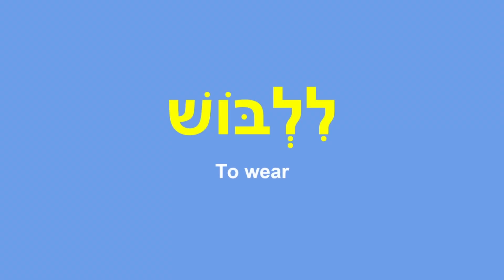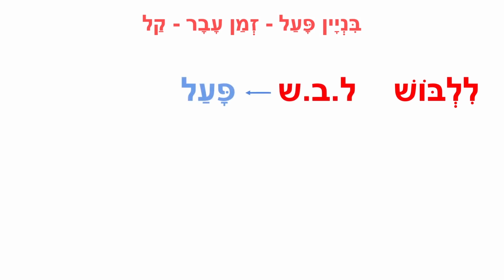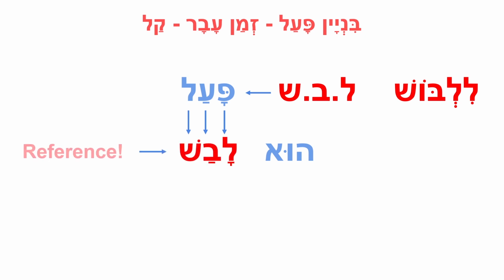Lilbosh, to wear. Lilbosh contains the root letters lamed, bet, shin. The binyan is pa'al. We will do the same. We will apply the root letters into the name of the binyan and find the reference point in the form of the conjugation for third person singular masculine. And also we will need to keep in mind that lilbosh has a dagesh on the bet in its infinitive, but when we're conjugating verbs of pa'al, the dagesh will drop on the second root letter, so it will become hu lavash. He wore something. And this is the reference point. This is what we start with.